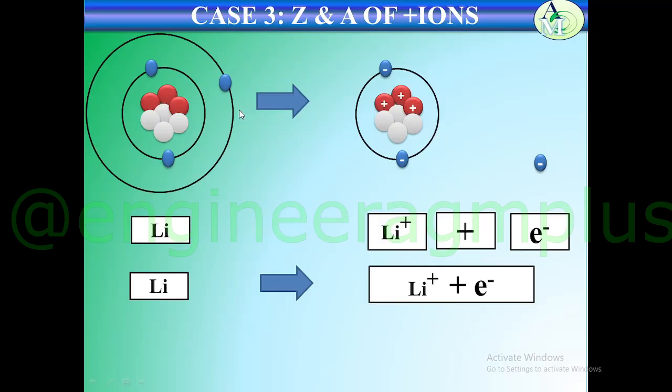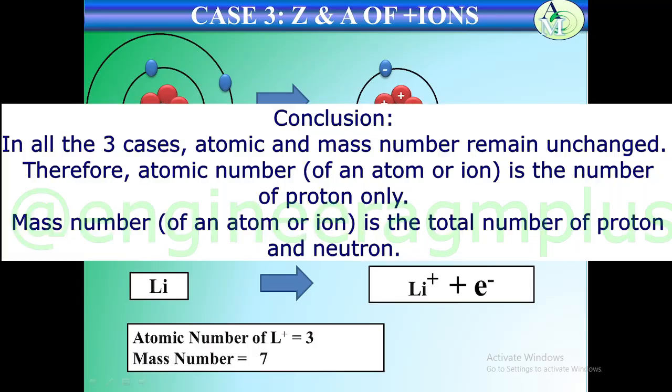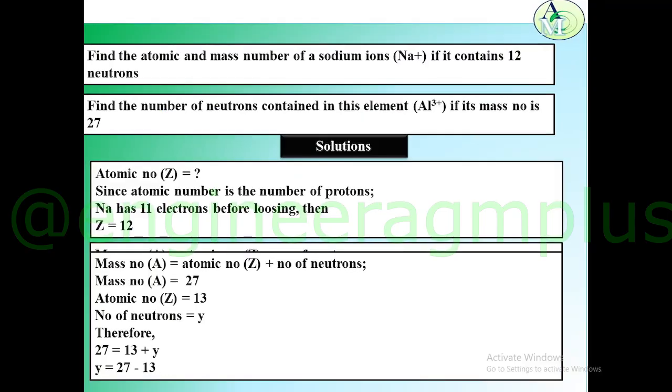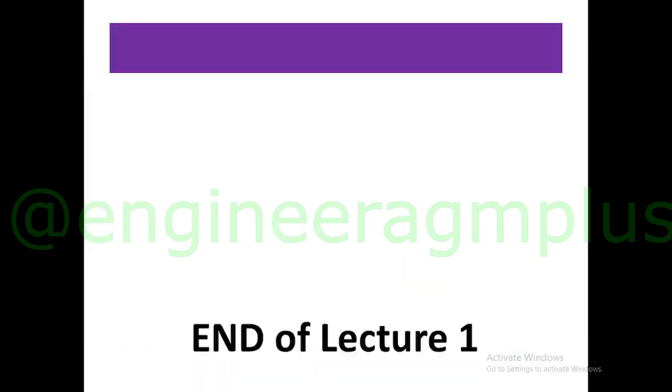So what is the atomic number of lithium? Since it has given out its electron, it remains the same. The atomic number of lithium remains to be 3. That is, it has 3 protons, and the mass number is the number of the protons and the neutrons, and that is 1, 2, 3, 4, 5, 6, 7. Do you understand? Can you solve this? Try out this. And that is the end of the lesson.